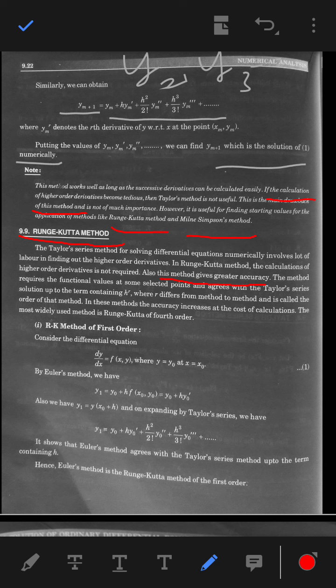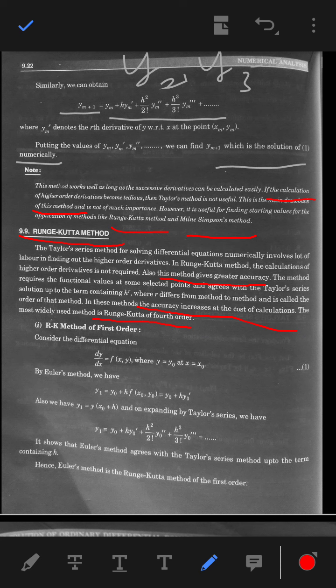So the method requires the functional values at some selected points and agrees with the Taylor series solution up to the term containing h raised to the power r, where r differs from method to method and is called the order of the method. So in these methods, the accuracy increases at the cost of calculations. The most widely used method is the Runge-Kutta method of the fourth order.